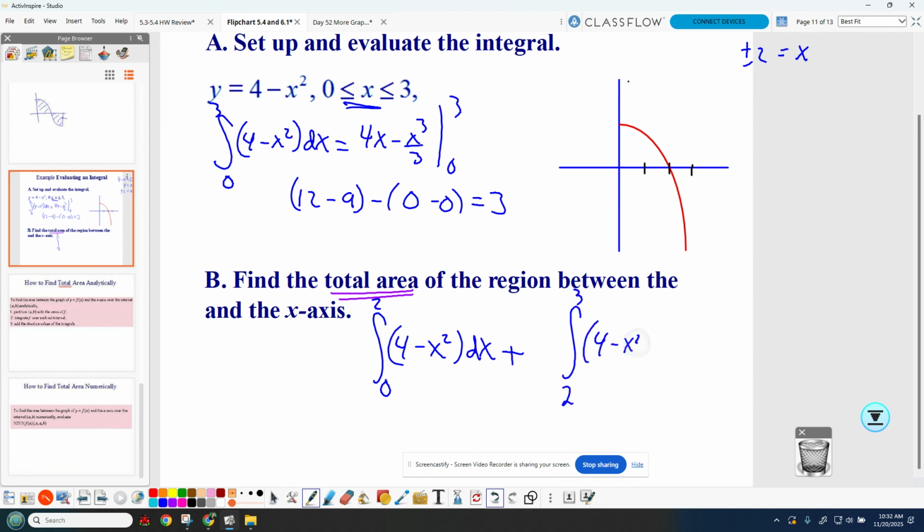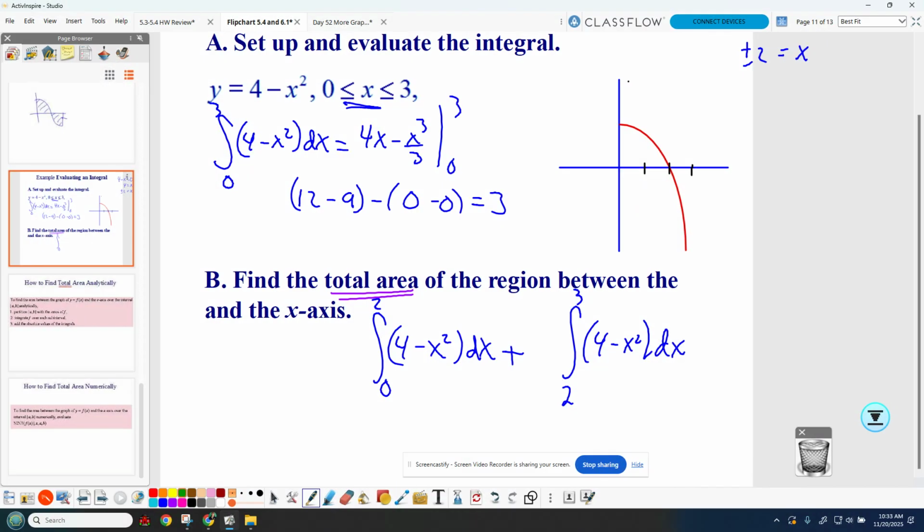And I know what you mean, and I know what you would do, and you would end up with the right answer, but as written, this is wrong. The integral from 2 to 3, as written, is that going to be a positive value when I evaluate? And for total area, I want it to be positive.